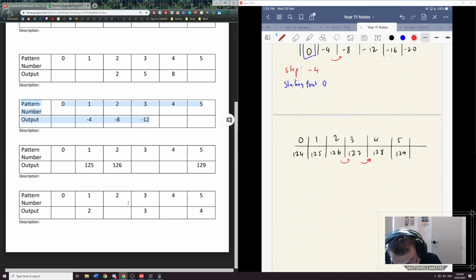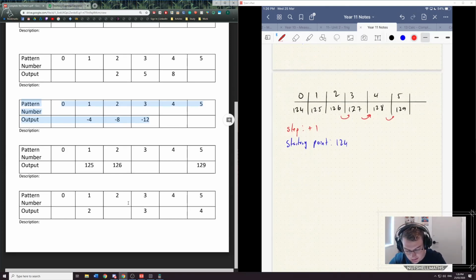I want a step, and I want a starting point, please, from you guys. A step and a starting point. Good, I've got our starting point of 1, 2, 4. And someone's saying up 1. Good, plus 1. Right? And shark's ahead. But that's fine. You're allowed to get ahead.